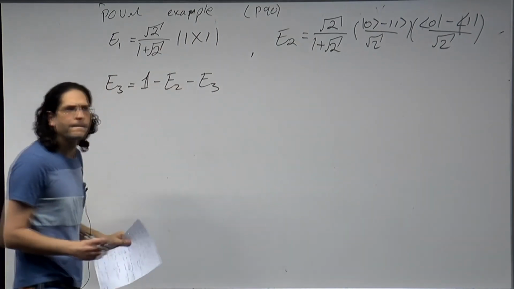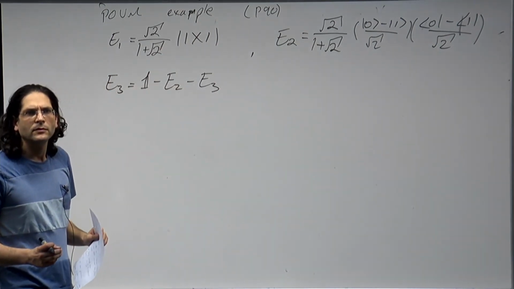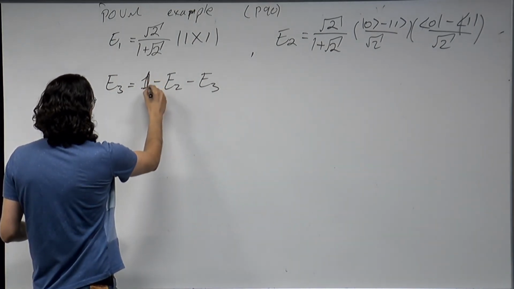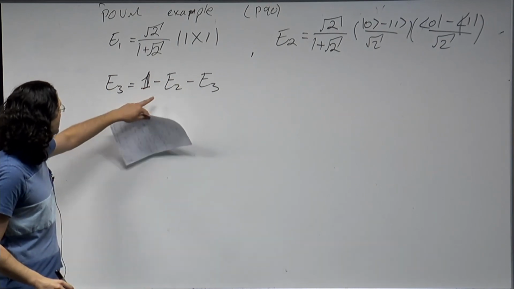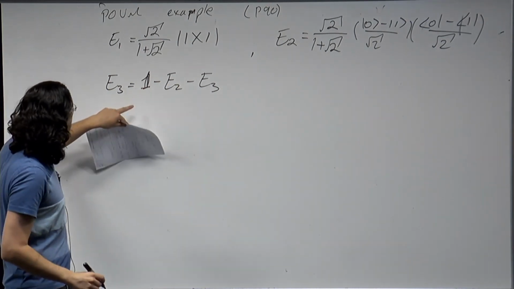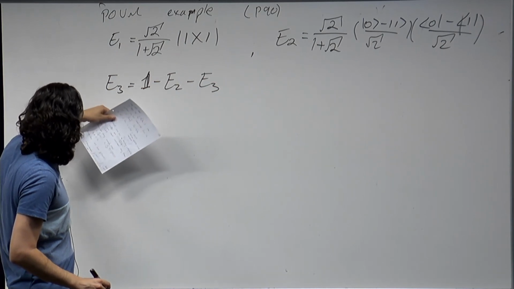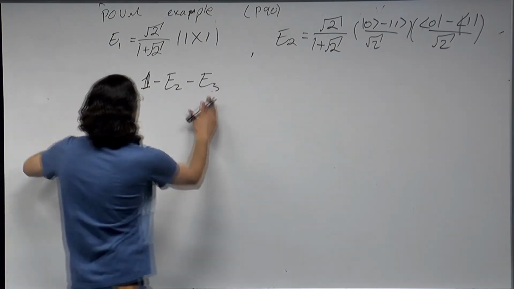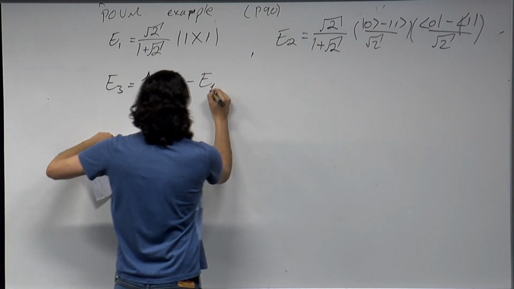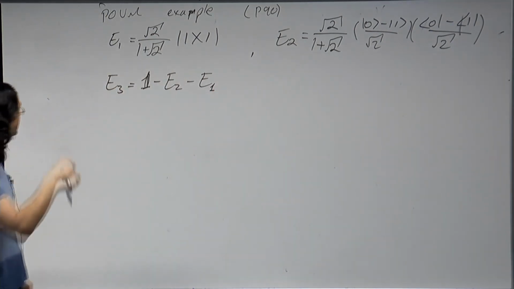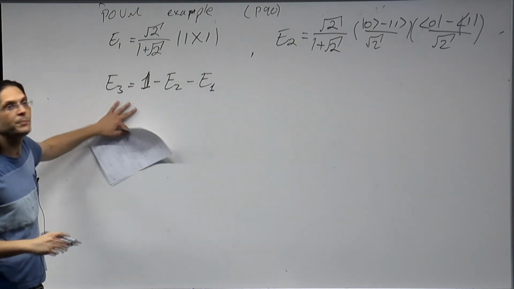E3 is 1 minus E2 and E1, right? This is 1. And the last one, it's E1, right? Sorry, 1 minus E2 minus E1. Oh, sorry, yes, okay, yes. So then they all sum up to 1.